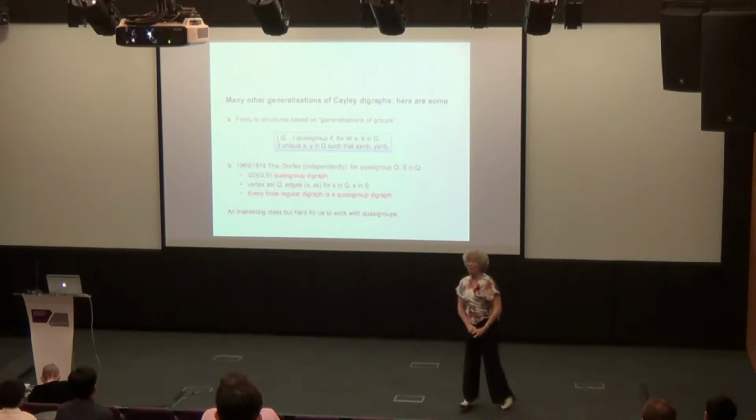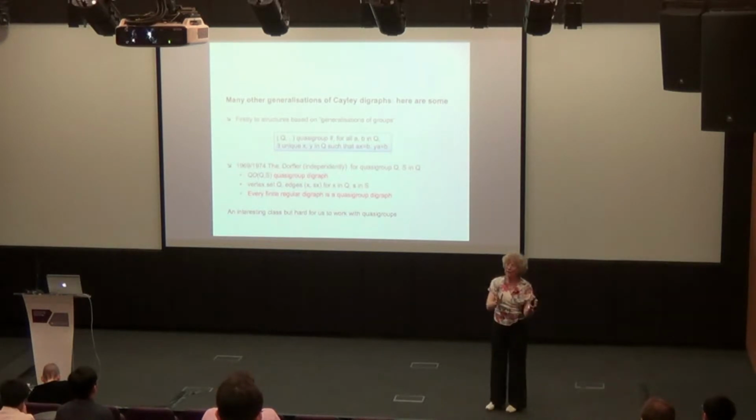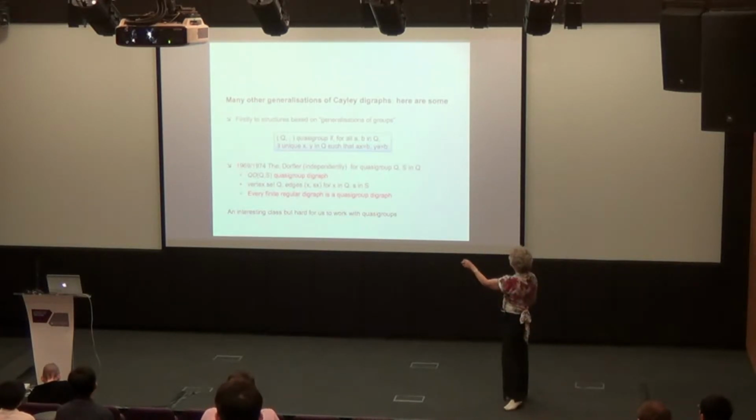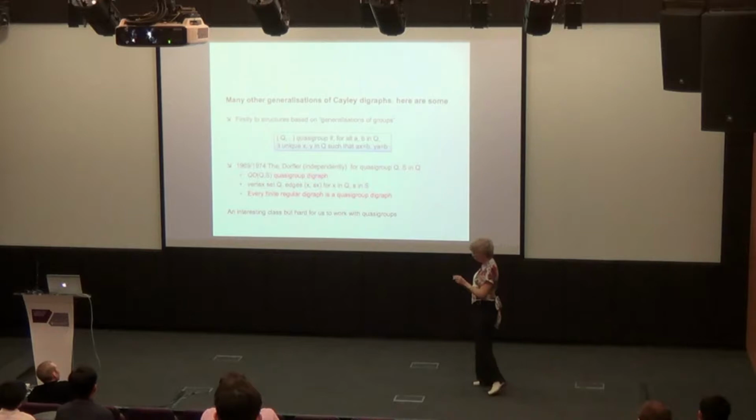So, lots of people have asked questions about generalizing Cayley digraphs. I might run through a few of these just to give you the context of where what we were doing lies. So way back, many years ago, 1969 and 1974, two independent papers, Tamaki and Dörfler, substituted, instead of a group, a quasi-group, used the same definition, and they talked about quasi-group digraphs.